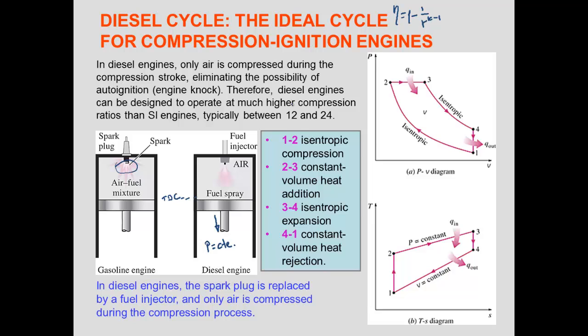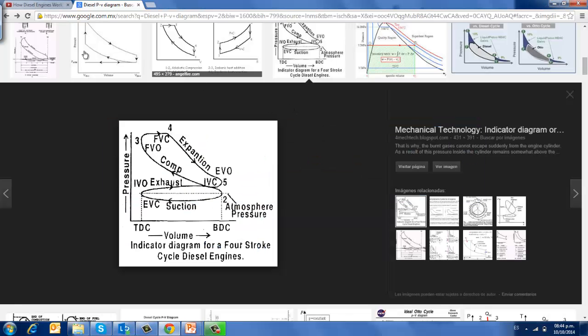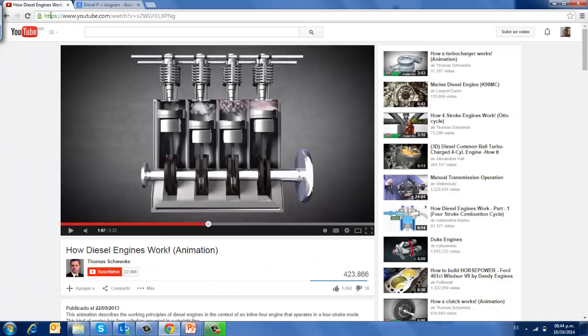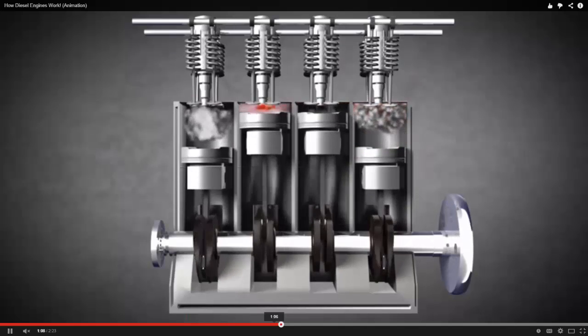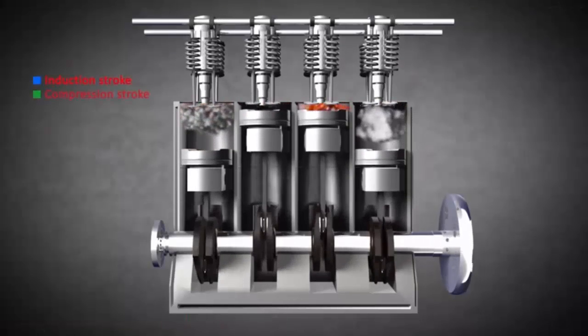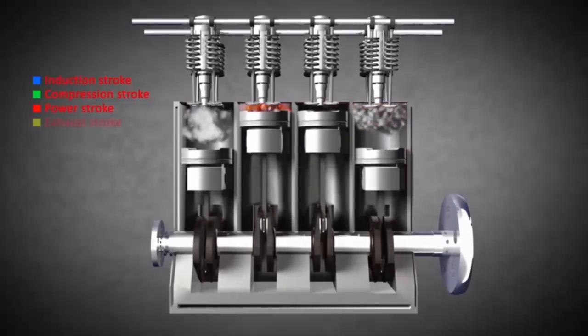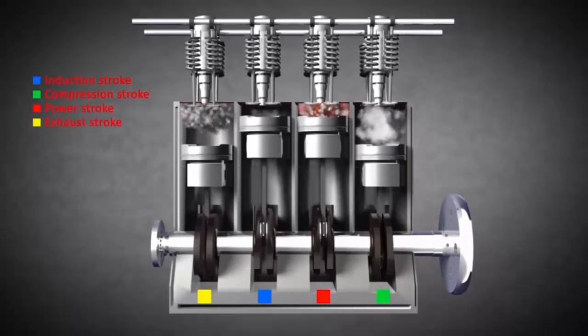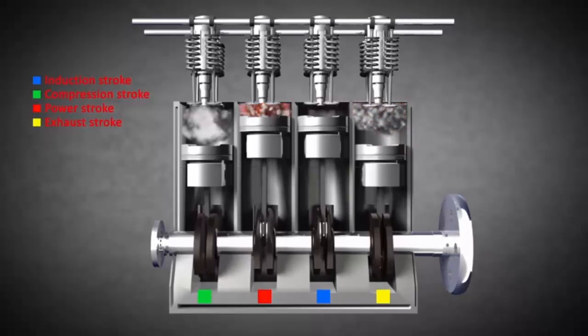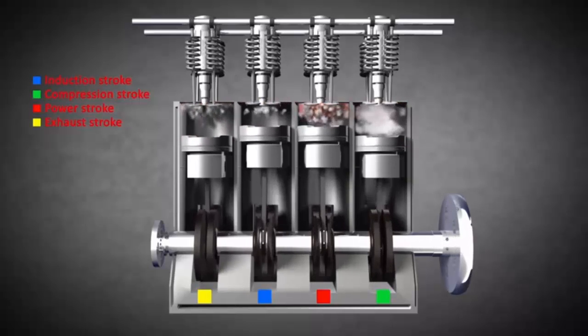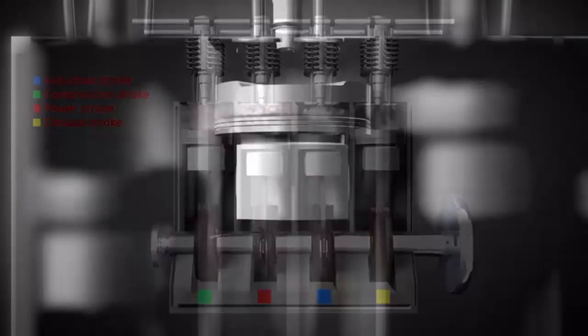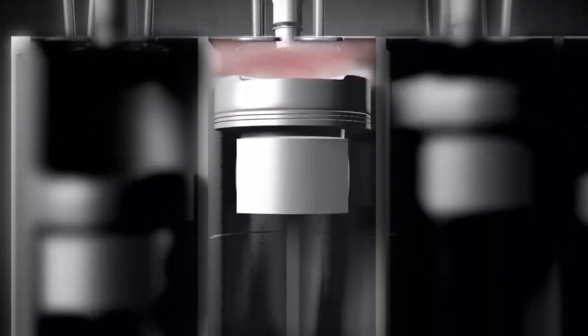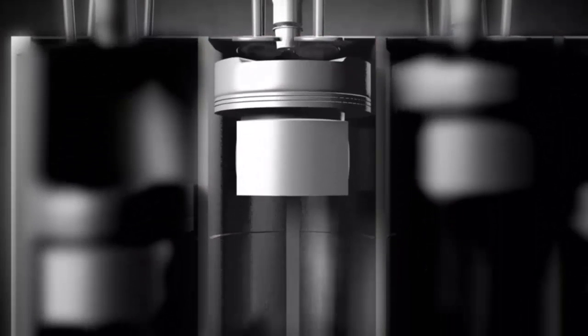Before we go to this, let's see an animation. Here we have the four processes. We have the induction, what we call the suction, then we have the compression stroke. The power stroke is when the combustion takes place, and then the exhaust. Here we see it a little bit closer, and now what we're going to do is stop at each stage.